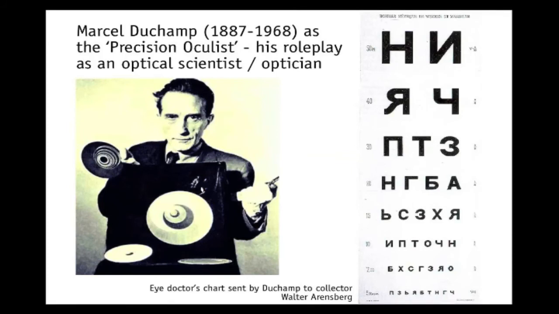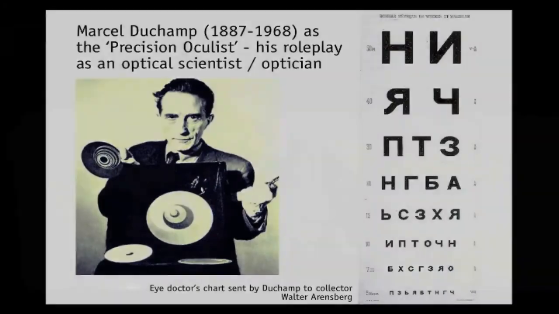The time when Duchamp sent this eye doctor's chart from Argentina to Walter Arensberg, who was one of his early supporters, people who saw the value of his work and started collecting those things. And so this idea of basically purchasing an actual eye doctor's chart and using it as a ready-made, and even sending it to that main collector of his works, was a sort of indicator about the birth of the precision oculist, his optician alter ego.